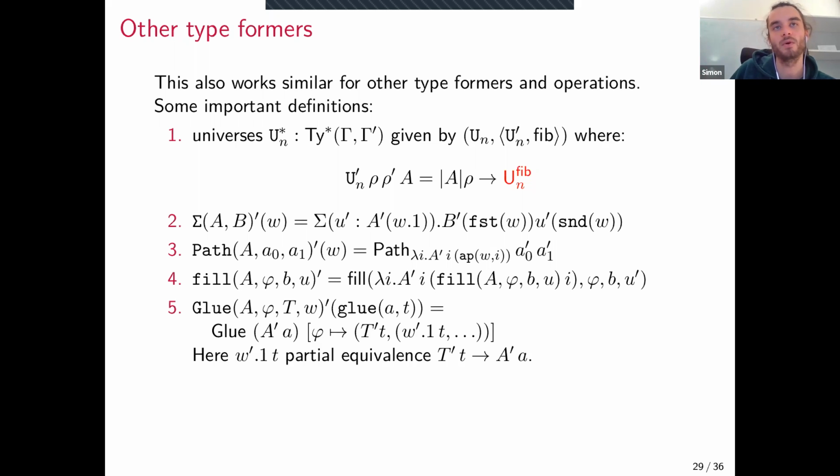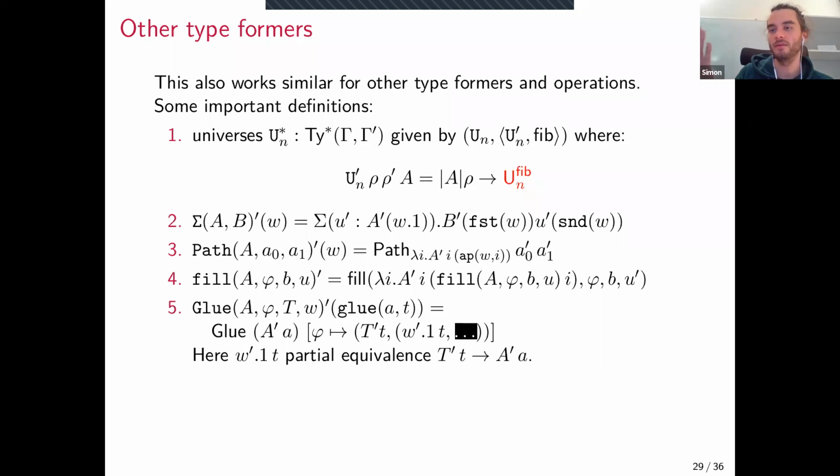So there's one thing to note here: the computability predicate for glue will also be a glue, and the equivalence you plug in here is somehow given from the equivalence here, but then you somehow have to come up with a proof that, well, this partial equivalence is actually an equivalence. So this partial function is actually an equivalence.